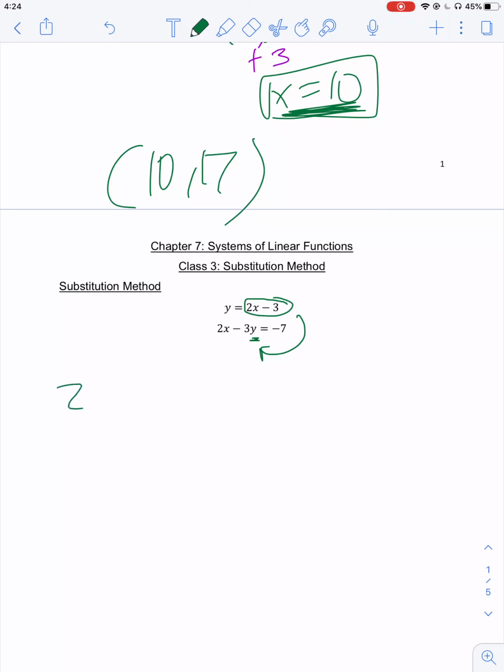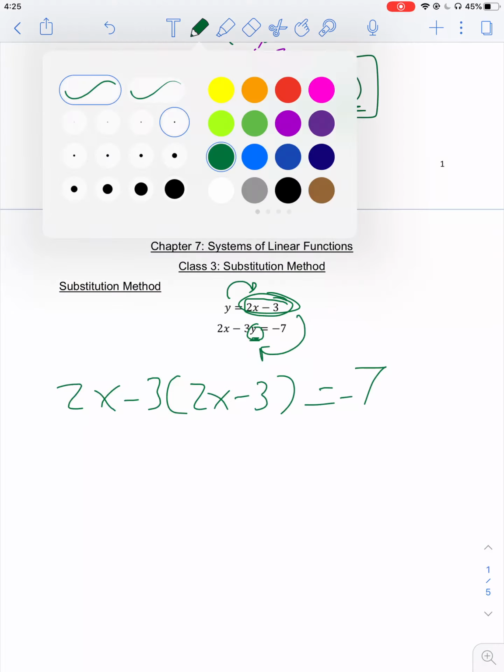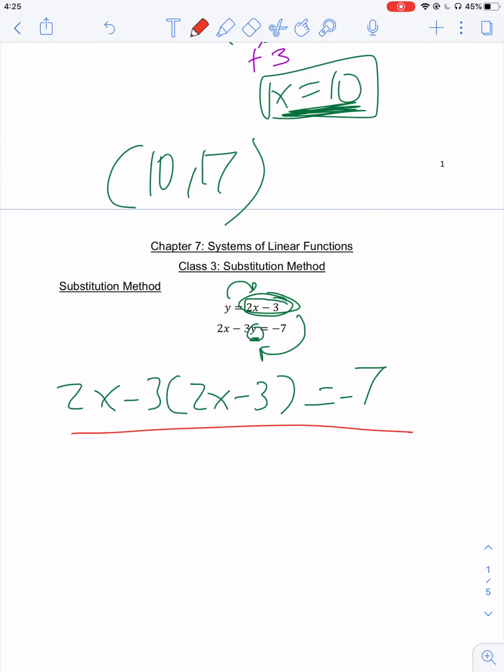So we have 2x minus 3, but instead of y, I'm going to replace this y by 2x minus 3, because I know that y is equal to 2x minus 3. And it has to be the same y because it's the point of intersection, right? So it's the point where both functions have the same y value. So it makes perfect sense to replace this y value by 2x minus 3, and this is equal to minus 7. Okay, and now this looks a lot nicer, right? Because you only have one unknown, just the x, so you can easily solve for that.